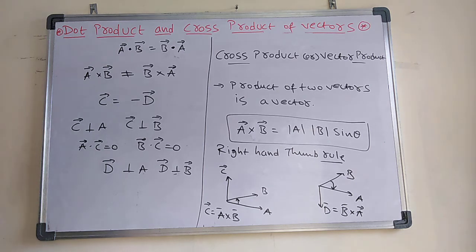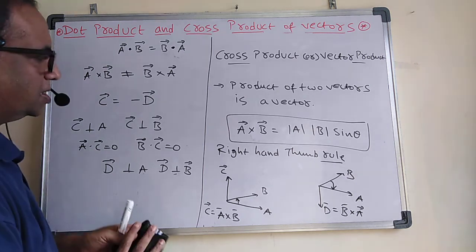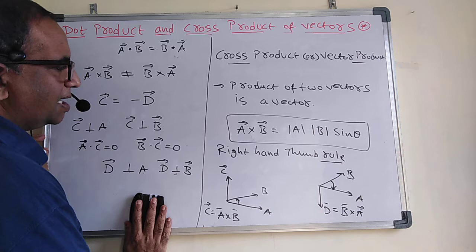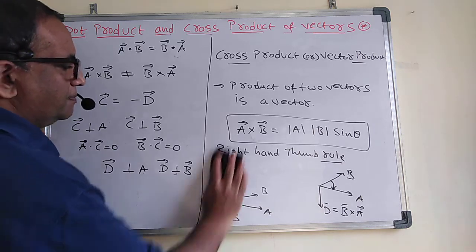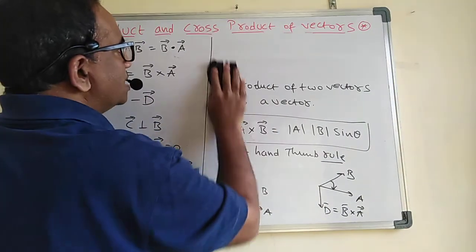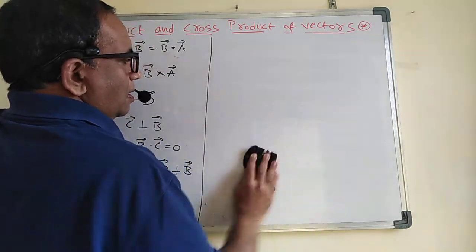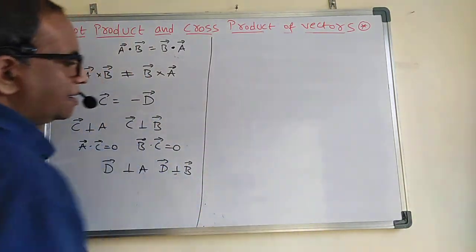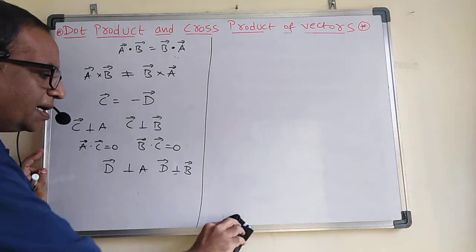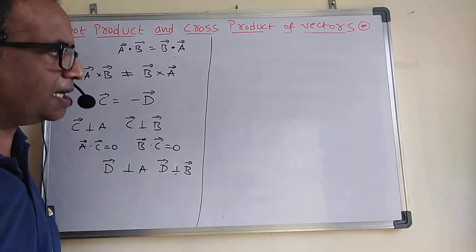Then see carefully, how do we do this cross product? I am erasing this one, so please pause and write down. Now see carefully, how can we do this cross product? That is another important point.